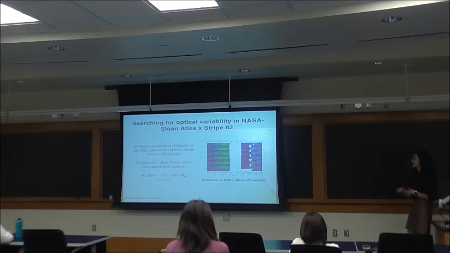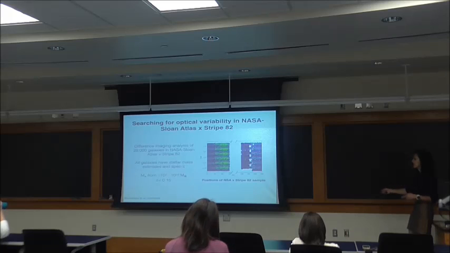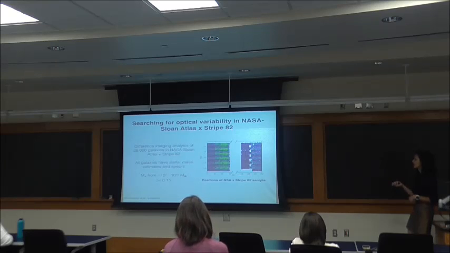Stripe 82 being this patch of sky that has been repeatedly imaged by the Sloan Digital Sky Survey for, I think the initial survey was 4 years, and then they had 4 more years of infrequent continuing observations. So we looked at these 28,000 nearby galaxies in Stripe 82. This is just showing the positions of those galaxies on the sky, and then it's color-coded by how many epochs of observations we had.